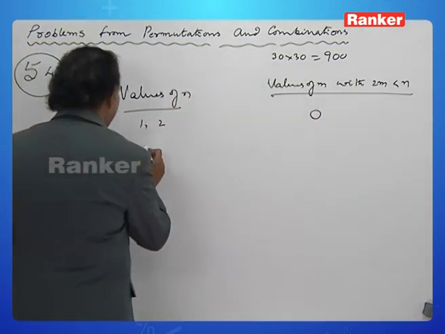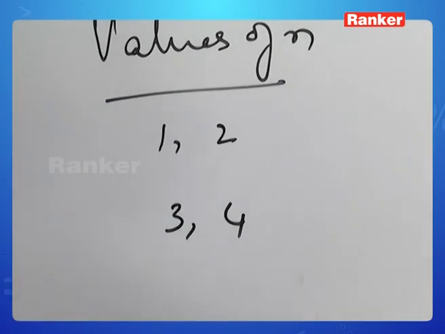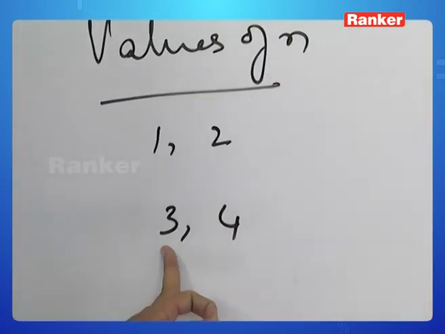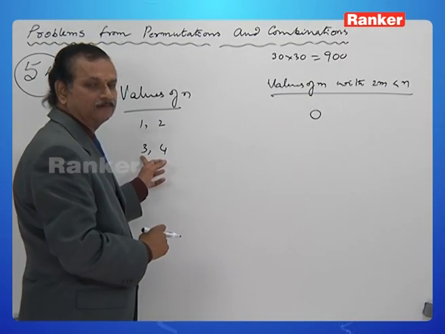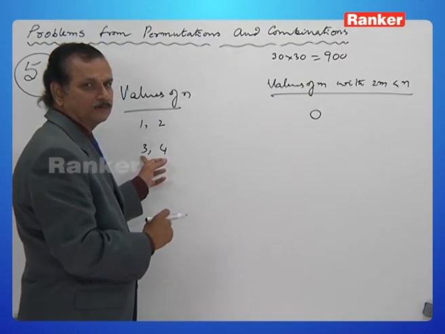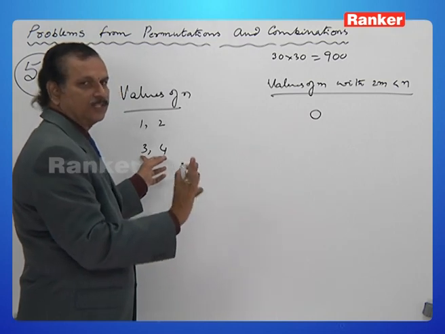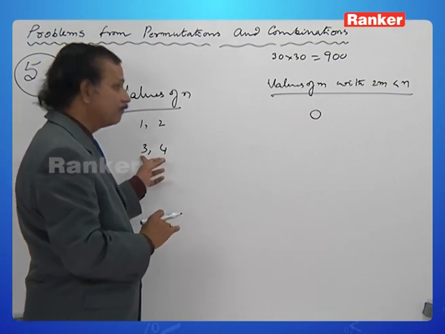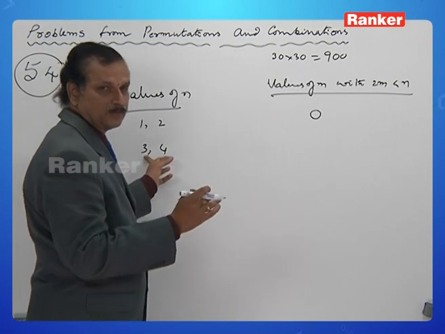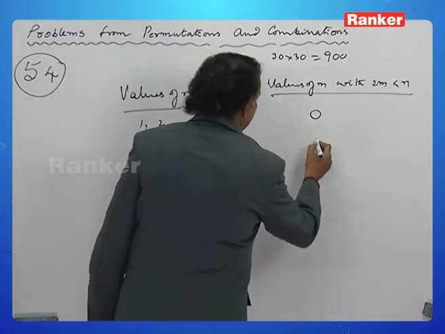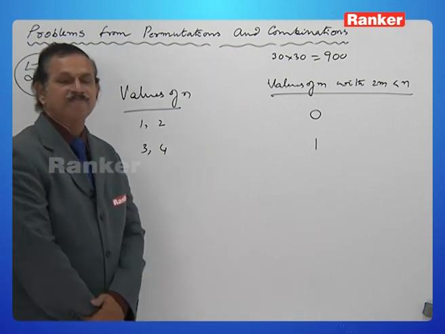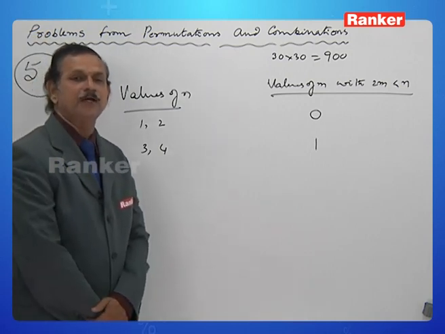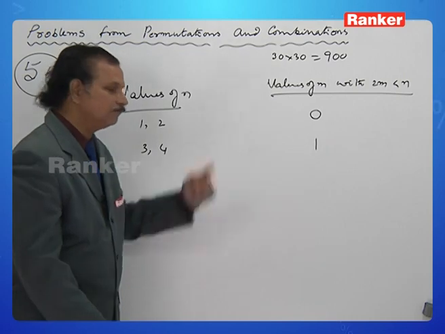Well, next, for 3 and 4, n is 3. 2m is less than 3. How can you have it? m is 1. 2 ones are 2, 2 less than 3 is possible. 2 twos are 4, 4 less than 3 is not possible. So there is only 1. For 4 also, 2m is less than 4, m is less than 2, m is 1, only 1.